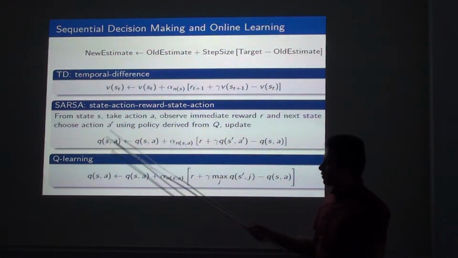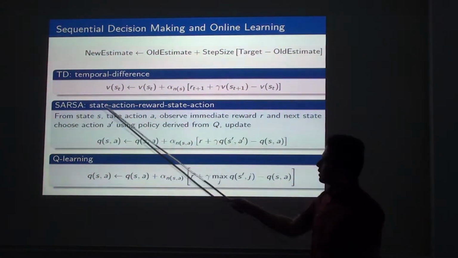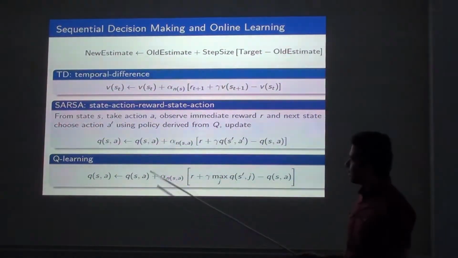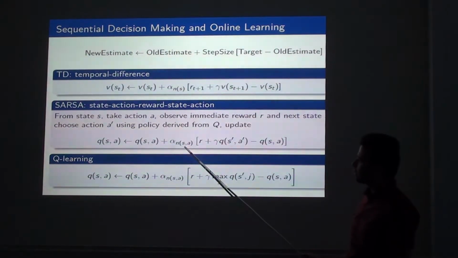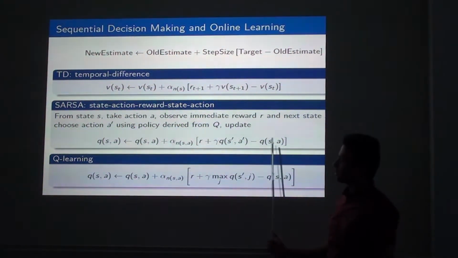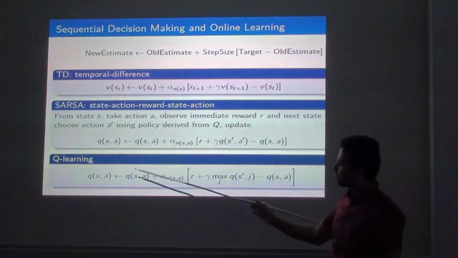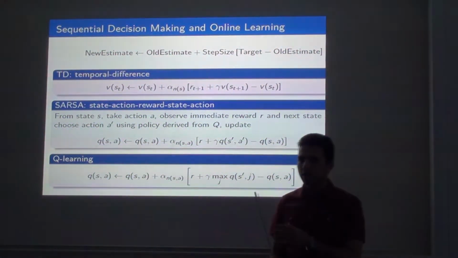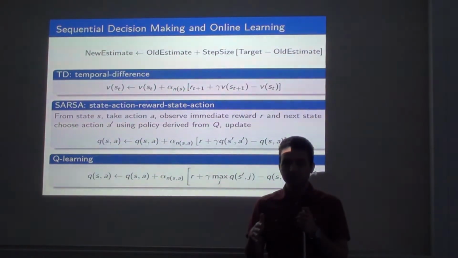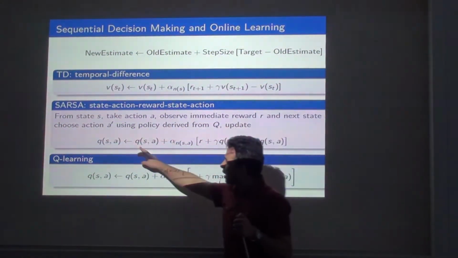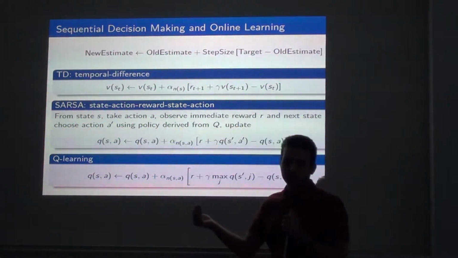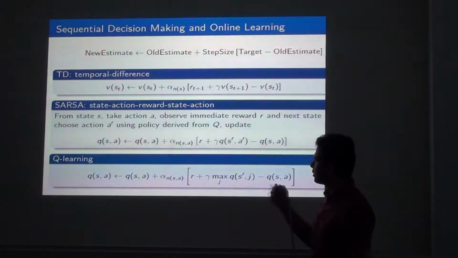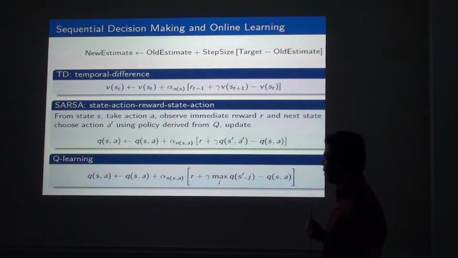And then SARSA, a very famous one, stands for state, action, reward, state, action. And then you will see that the new value will be the previous value plus some step size times the estimation of the target minus the previous value. And just to let you know what Q is: V is how good it is if you are in this state, okay? Q is how good it is if you are in this state and take one action. So this is the main difference between Q and V.